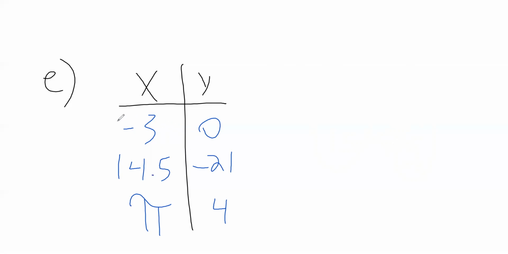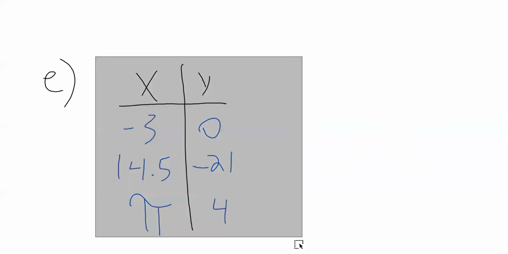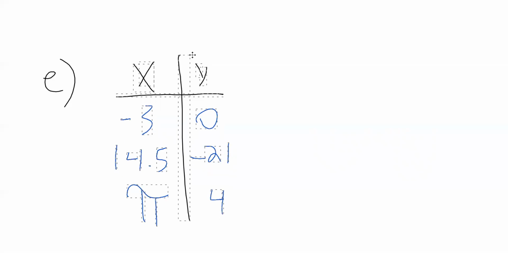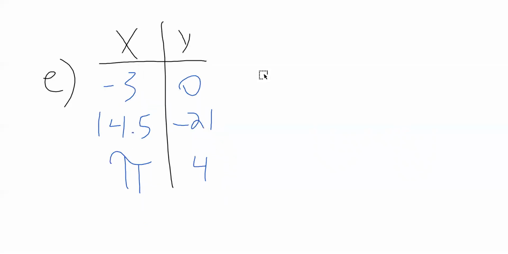And so this is just the coordinates negative 3 comma 0, 14.5 comma negative 21, and pi, remember pi is just some number, 3.14 blah blah blah, pi comma 4. What do you guys think? Is this a function, yay or nay? Yeah, I hear some yays out there, and yay, you guys are right. Yes, function.